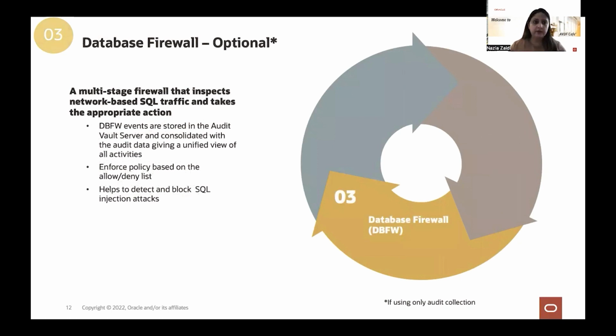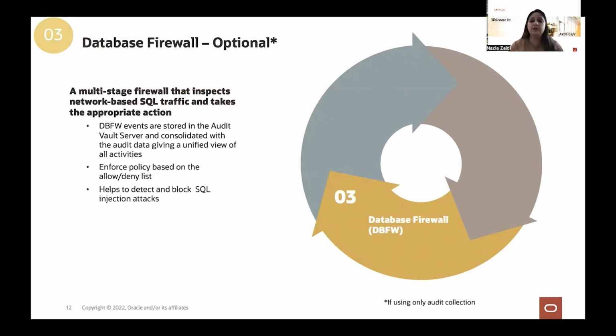The third and final one is your Database Firewall. I say that it's optional because there are a lot of customers who do not want to monitor network-based auditing. They just want to rely on the database auditing capability. So they can just have an Audit Vault Server and Audit Vault Agent, and they do not need Database Firewall. But there are many customers, and we also encourage everyone, to get the best of both worlds: you should use both in combination, audit collection as well as the Database Firewall.